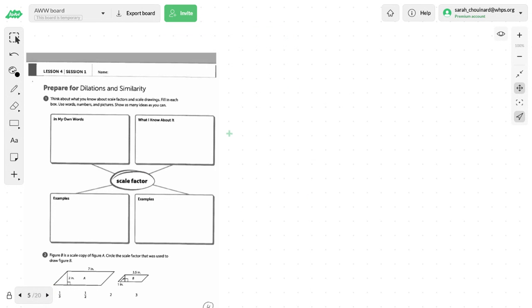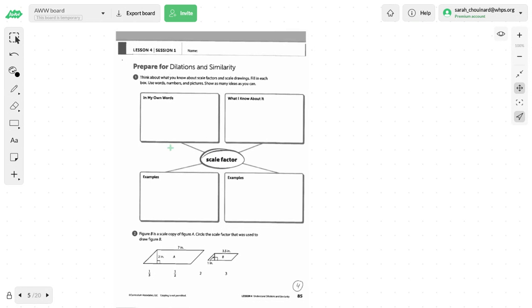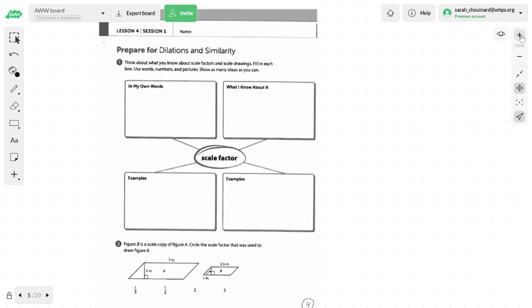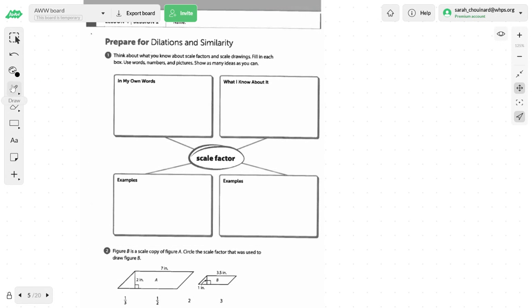All right, last vocab word for today is scale factor. And so we talked about what a scale factor is. A scale factor is used, let me zoom in just a little bit here, it is used in dilations to change the size of a shape.